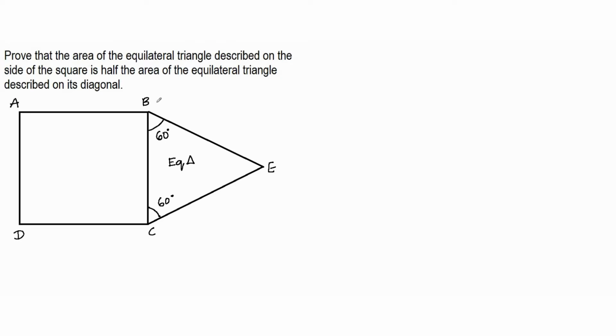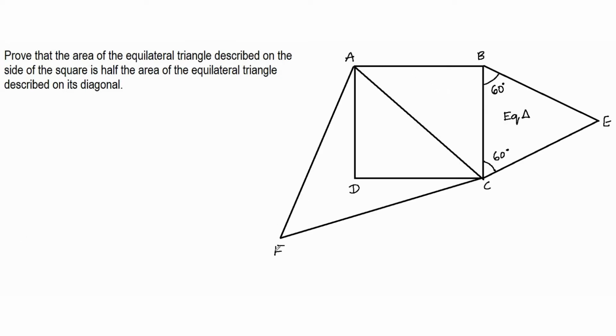And we have to show that the area of this equilateral triangle is equal to half the area of an equilateral triangle which is described on the diagonal AC. So ACF is an equilateral triangle which is described on the diagonal AC, and BCE is the equilateral triangle which is described on side BC. So it's given that this complete angle is equal to 60 degrees and angle ACF is also equal to 60 degrees, simply because triangle ACF is an equilateral triangle.